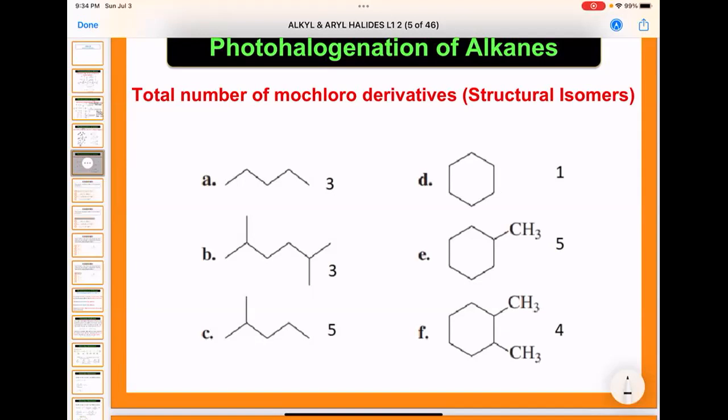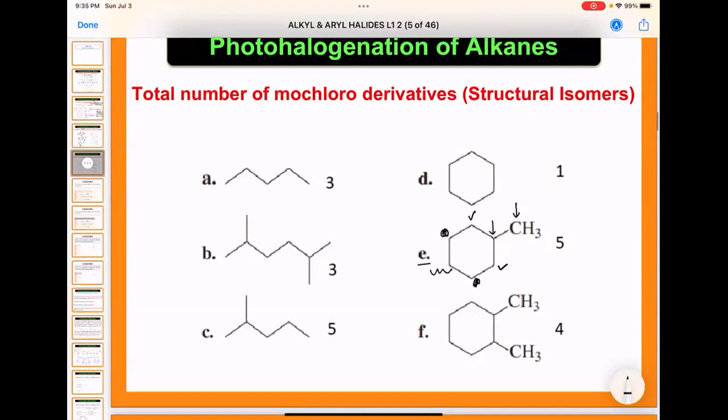Sir, and question E, how is it 5, sir? How is it 5? Okay, very good. Let me explain it. One is this carbon. Another is this. This one and this one are the same. Why? Because if you start from methyl and go on the right hand side or the left hand side, it is the same. Do you agree with this, Nabil? Yes, sir. And similarly, this one and this one are also the same, because you are moving this way and that way, they are the same. And this one.